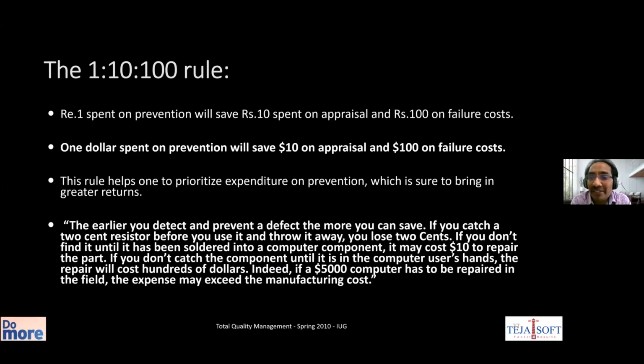So please remember this rule. If you spend 1 rupee on prevention, you will save 10 rupees spent on appraisal, and 100 rupees on failure cost. So it is like 10x, 10 times. Like that, always try to see as a developer how you can take a lot of steps to prevent a lot of bugs, or inefficiencies, at the initial stage.